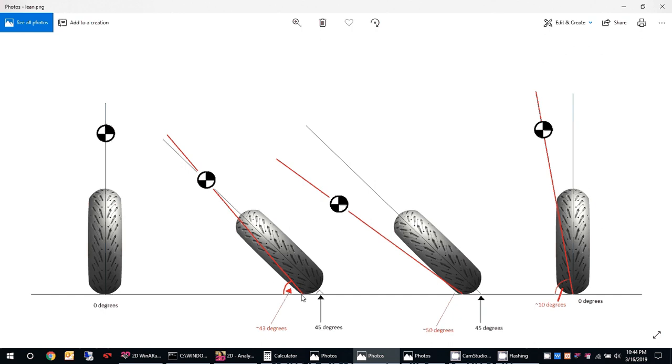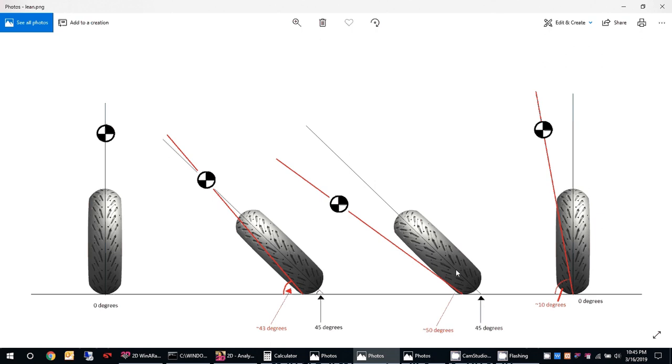Well, you could just imagine and visualize that this red line right here, the contact patch, would start more to the left. And again, it would have to intersect with the center of gravity. So maybe we would get something like 40 degrees of effective lean angle while the bike itself is leaning 45. Okay, so again, to give you guys a little hint, the 2D data recording, when it shows lean angles, it shows the red lines, not the black lines. Okay, let's move on to the third figure here.